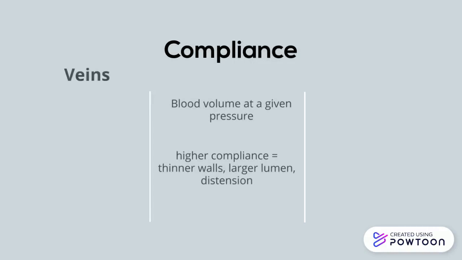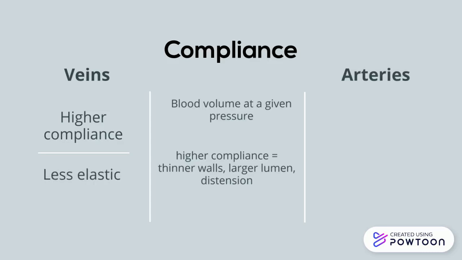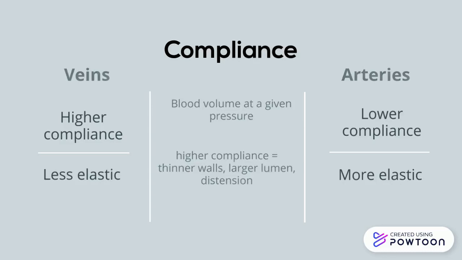In order for veins to have a higher compliance, their anatomy must also be less elastic than arteries. This is because arteries must withstand a high pressure. They are made up of more elastic fibers and also have thicker walls. Arteries do not need to hold high volumes of blood, so an increase in volume will result in a greater increase in pressure than what is seen in veins.